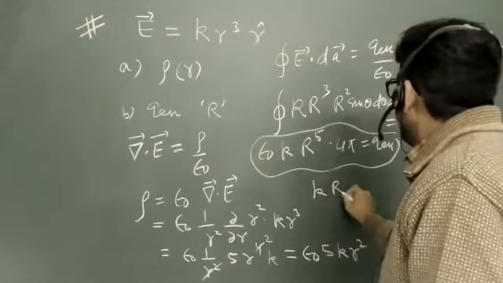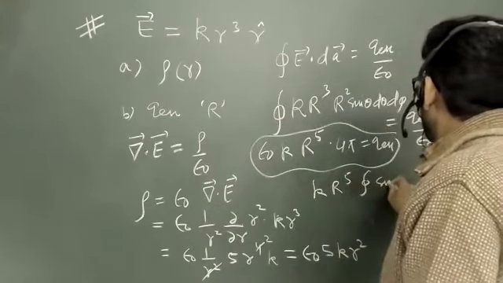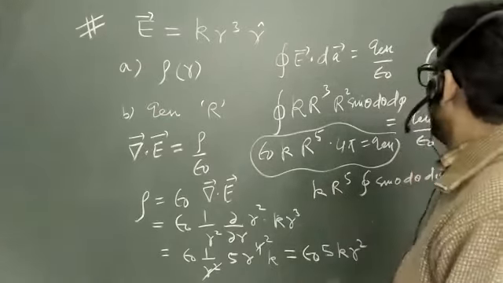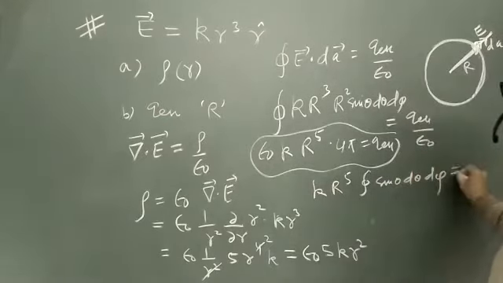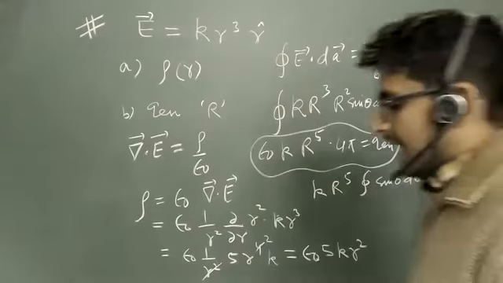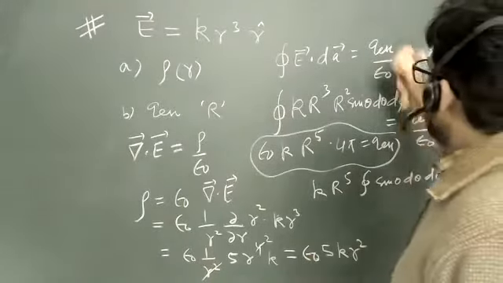K R to the power 5, and then take the integral of sine theta d theta d phi, because you always take the electric field out. And this will become Q enclosed over epsilon naught. Correct? Is this okay? And this is just to make your concepts strong, to see what is happening.